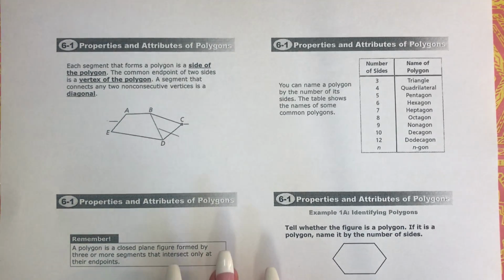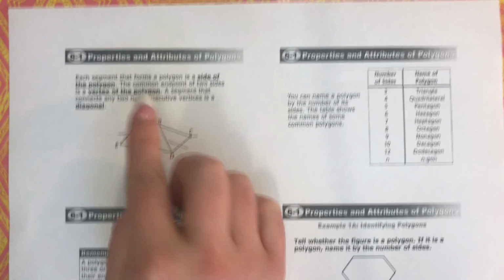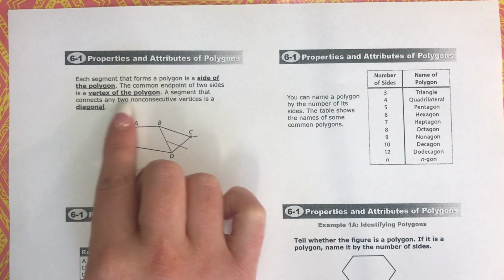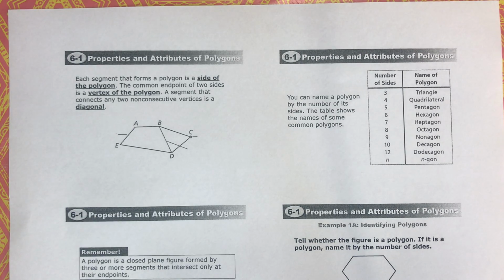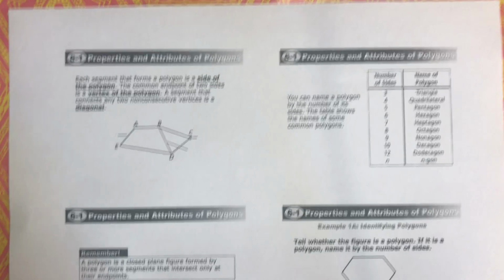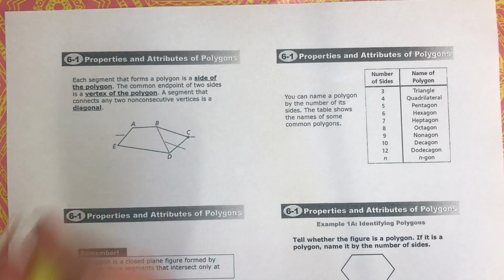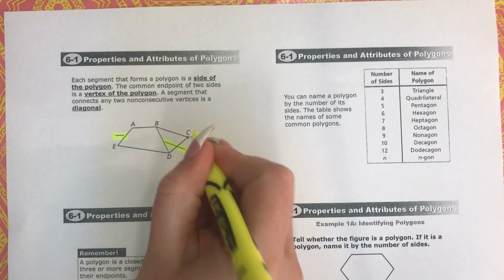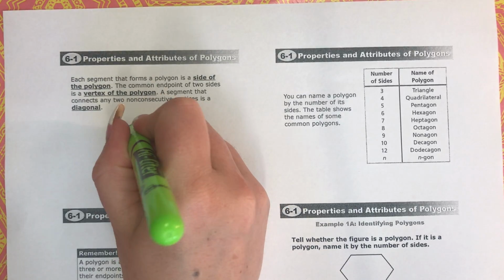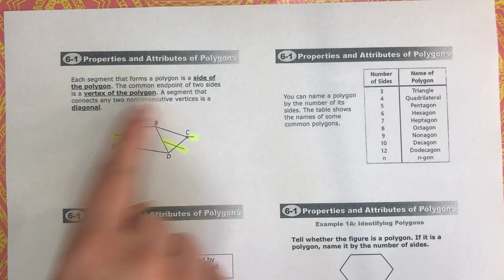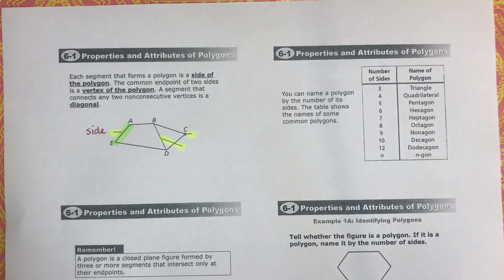vocabulary here. It says each segment that forms a polygon is a side of the polygon. The common endpoint of 2 sides is called a vertex of the polygon, and a segment that connects any 2 non-consecutive vertices is a diagonal. So here, there are these 3 things, and we need to name them, okay? And it's really referring to this. So this little hash mark is referring to AE. So what is AE? Is it a side, a vertex, or a diagonal? And this would be a side of the polygon.